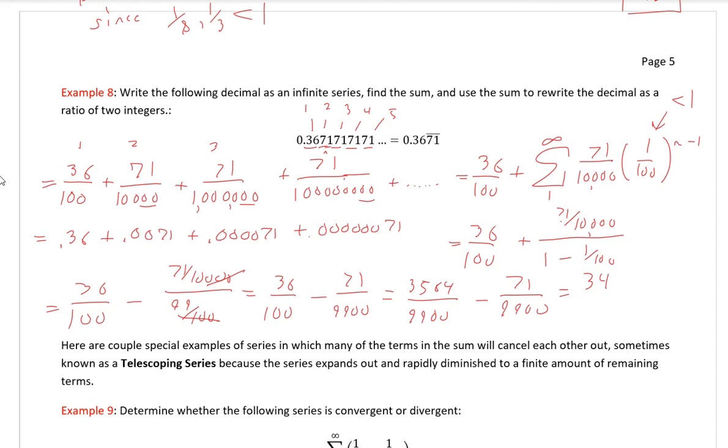And then 3564 minus 71, that should give me... wait, why do I have minus? These should all be pluses. Plus, sorry. Plus 71 gives me 3635 over 9,900. Which you can simplify down. If you simplify this down by, say, dividing by 5s, for example, this should simplify as far as 727 over 1980. And that would be its simplified fraction.